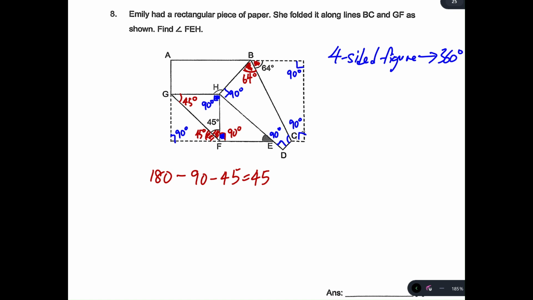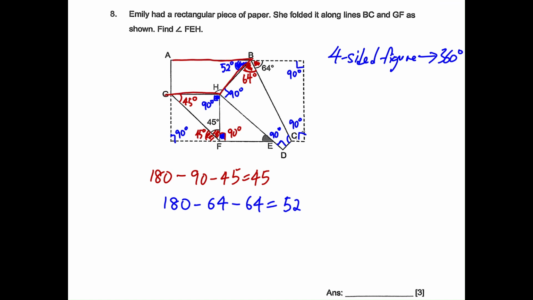Okay, then let's move on to find other angles now. We can find this angle over here, because one straight line is 180 degrees minus 64 minus 64. That will give you 52. So this angle here is 52 degrees. Technically, we can also use the Z rule to find 8. But there's another rule that you can use as well, which is the U rule. Because we know that this is 90 degrees, this is actually parallel to this. It folded nicely over there to form a square. So this line is actually parallel to that line.